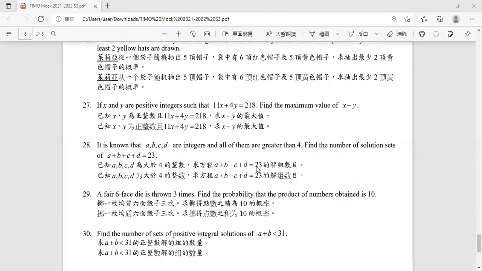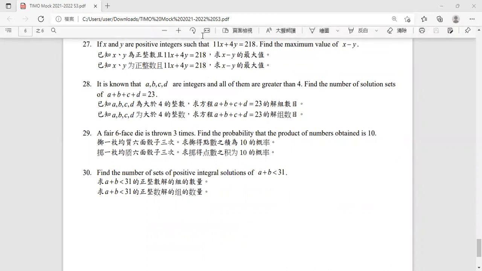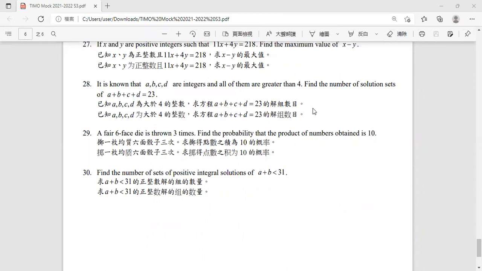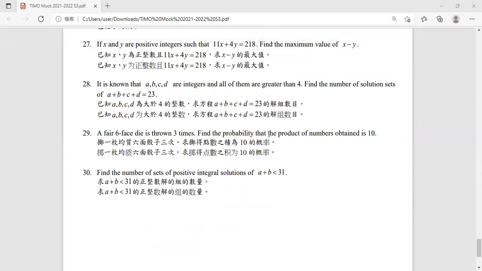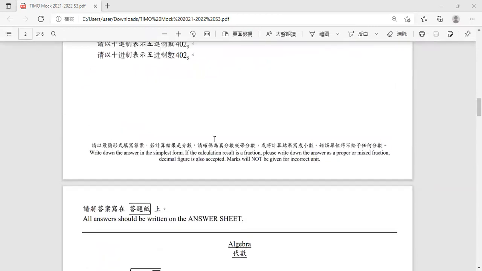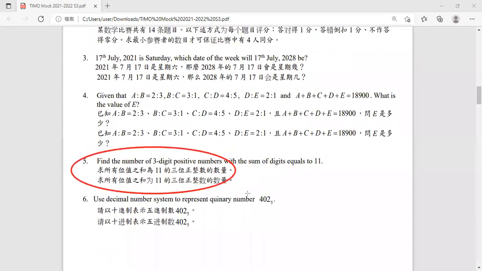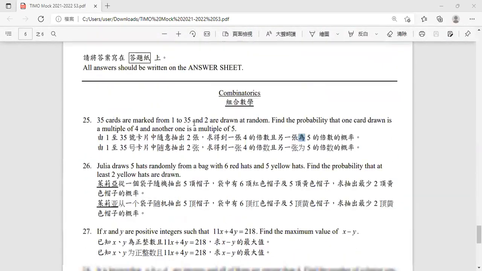Okay, next one. Okay, 28. Let A, B, C, D be integers, each of them greater than 4. Find the number of solution sets of A plus B plus C plus D equals 23. Actually, this question is the same as question 5. It's similar to this one, because you can just adjust the number.